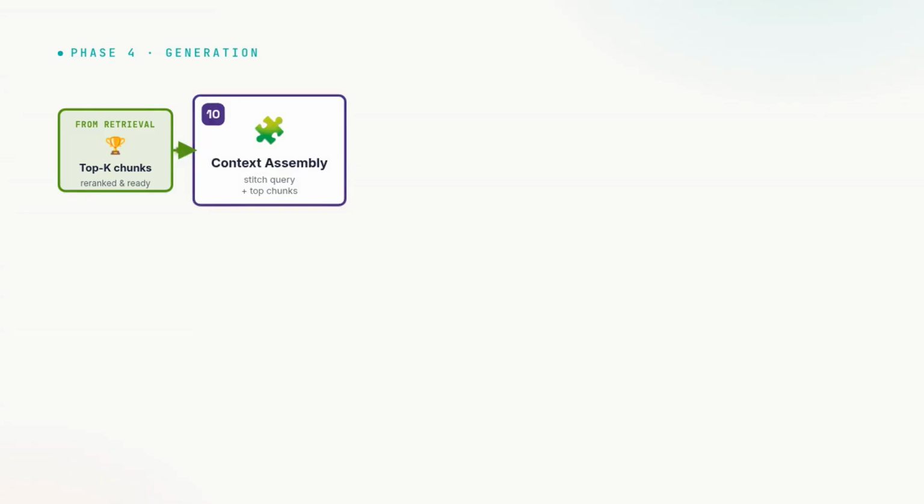Generation doesn't start from nothing. Look at what walks in from the left, the top K Reranked Chunks, in green, handed straight over from retrieval. Everything generation does is built on this input. Step 10, context assembly. The user's question and those top-ranked chunks get stitched into one prompt. Here's the question, here's the evidence, answer using only this. The prompt is the contract.